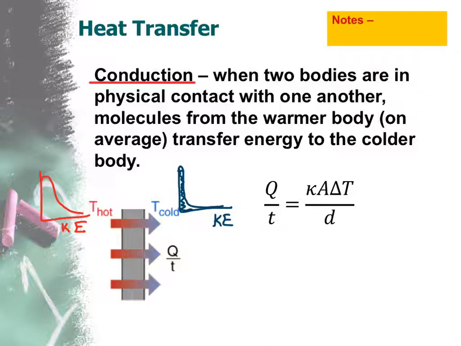So there is a formula to actually calculate how much heat is transferred. Now, heat is a transfer of energy. We usually designate heat by the letter Q, and that is in joules because heat is a transfer of energy. This t is an amount of time. So this formula is actually talking about the rate of heat transfer.